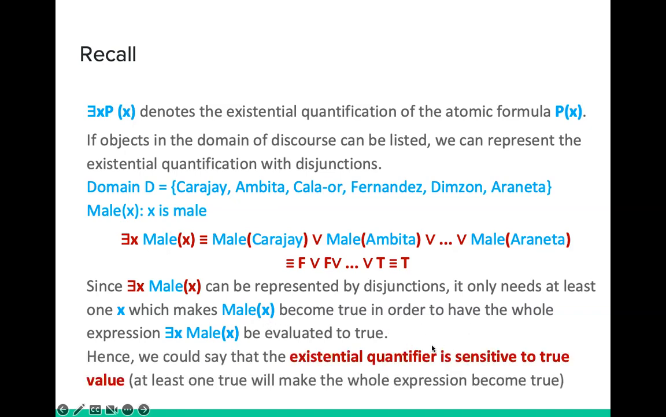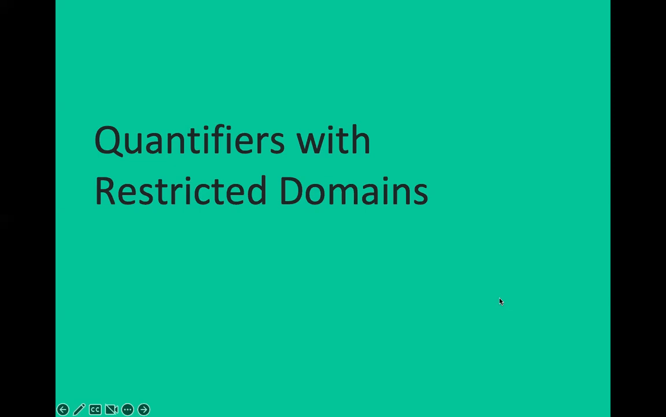So what we can say here is that the existential quantifier is sensitive to true value. In other words, at least one true will make the whole expression become true. So the domain of discourse acts as a universe to contain objects that are not similar to each other.